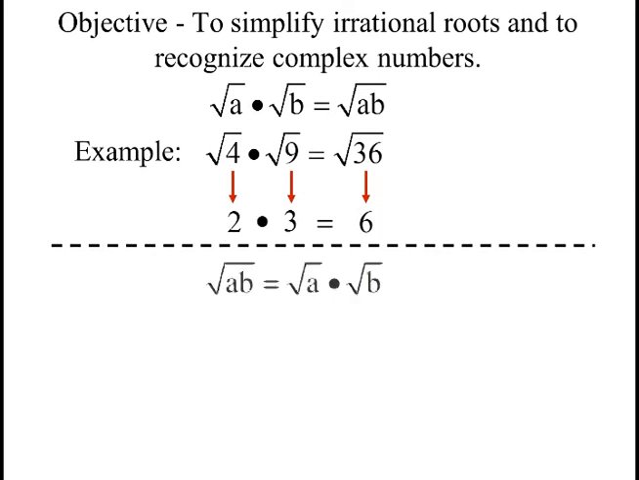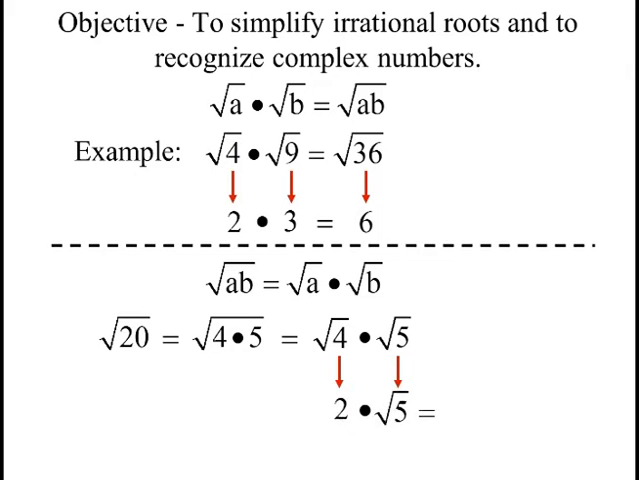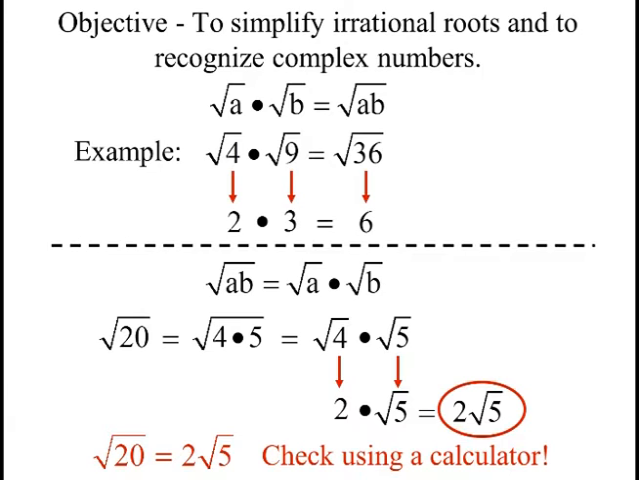The reverse is also true. You can also break up roots into factors. So root 20 is equal to root 4 times root 5. Now, since root 4 is equal to 2, this can be simplified to 2 times root 5, or 2 root 5. 2 root 5 is a simplified form of root 20. You can check this with a calculator. Enter root 20 on the calculator, and then enter 2 times root 5, and you'll see that they're the same thing.